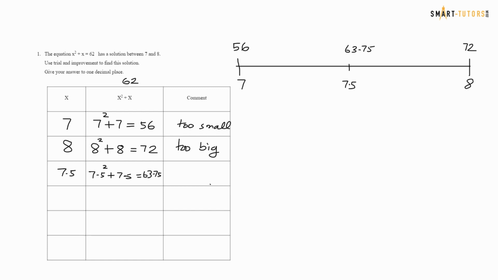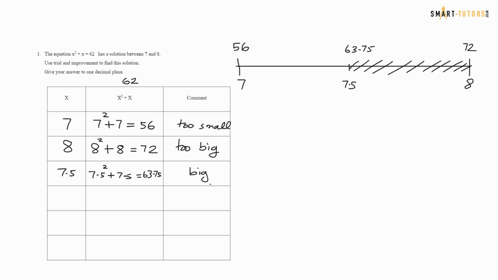That 63.75 is more than 62, so I'm going to put big. So 7.5 is more than the answer we need. So I'm going to cross out this region. The solution is not going to be in this region because 7.5 already gives 63.75. If I put anything else, 7.6, 7.7, none of these is going to work. So the answer is going to be between 7 and 7.5.